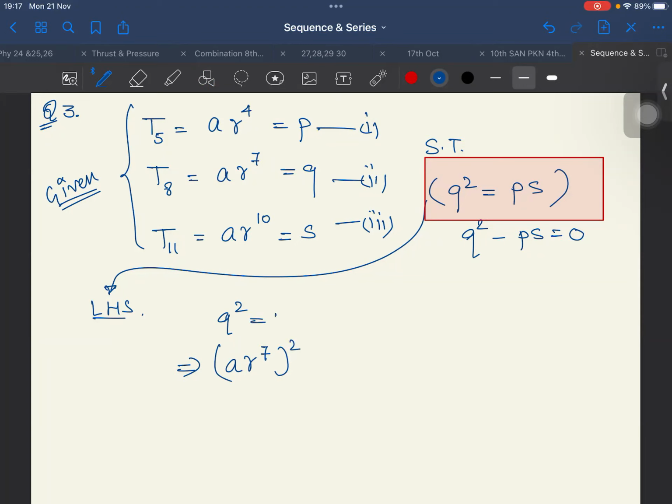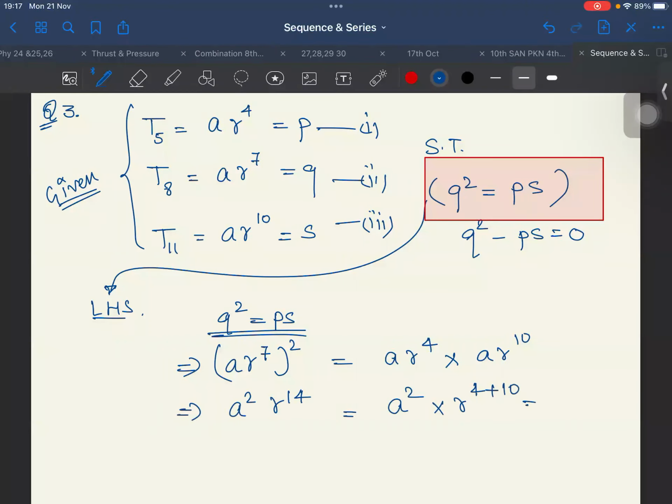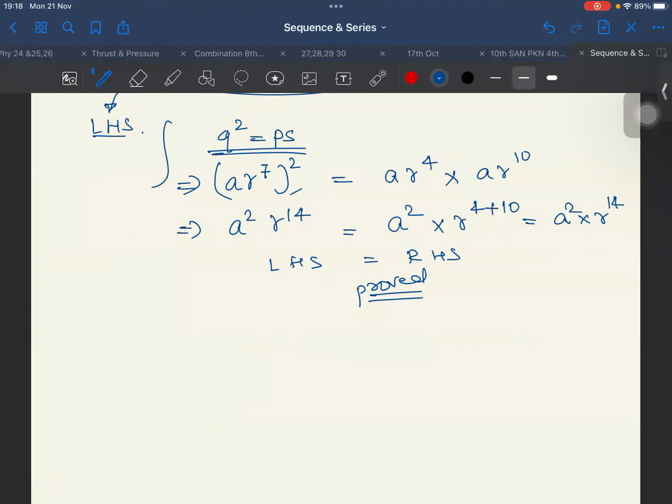Let's write the whole equation is equal to PS. Now this is equal to P. What is P? P is A R to the power of 4 into S. S is A R to the power of 10. So this is A square R to the power of 14, right? So this will be equal to A square into R to the power of 4 plus 10, which is A square into R to the power of 14. So LHS is equal to RHS, right? So proved. Easy, right? I'll show you another method.